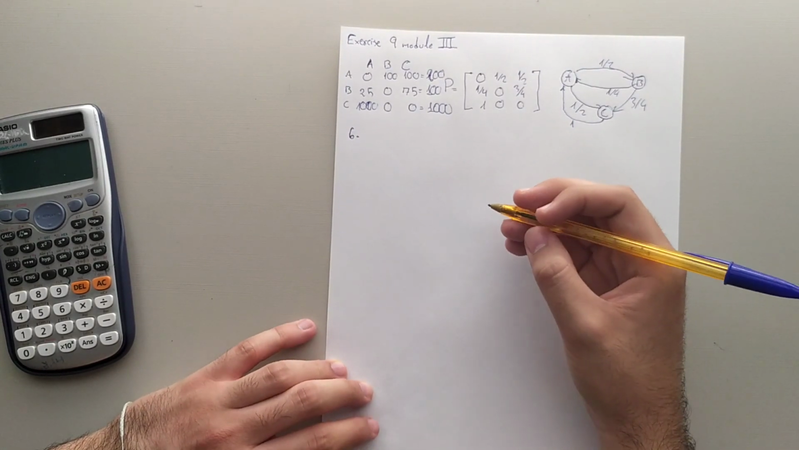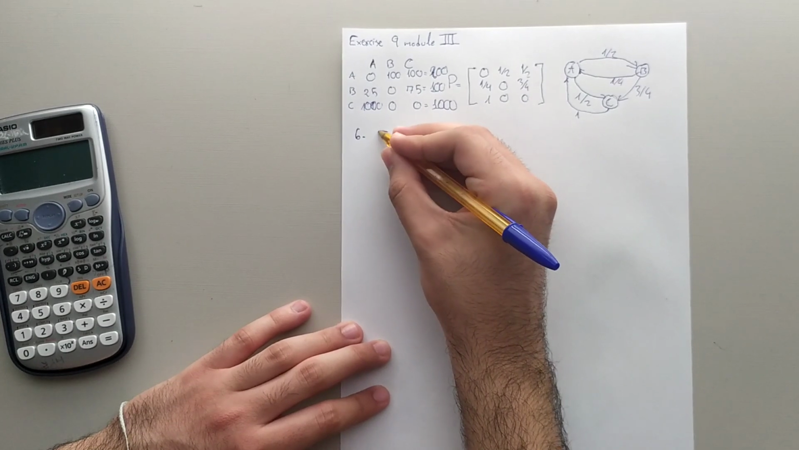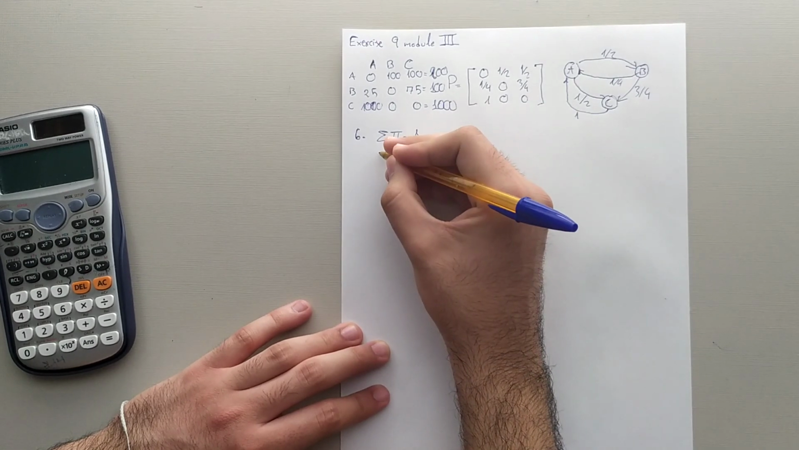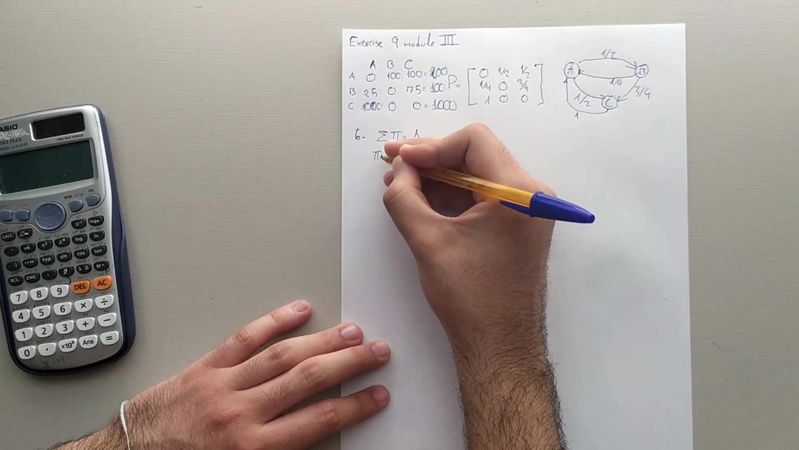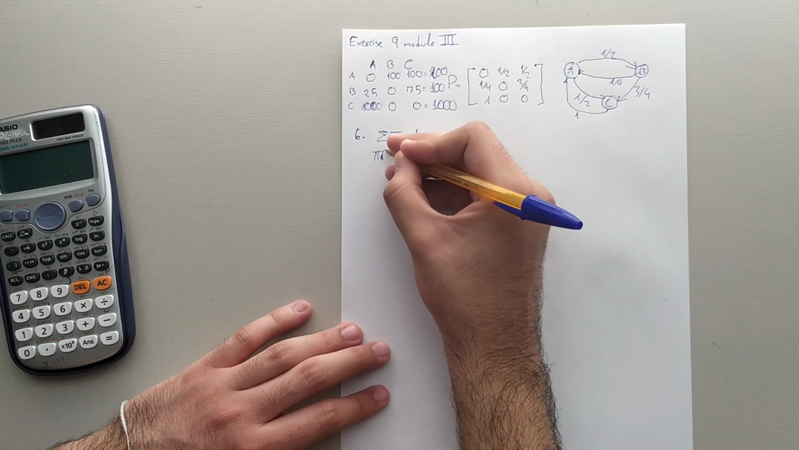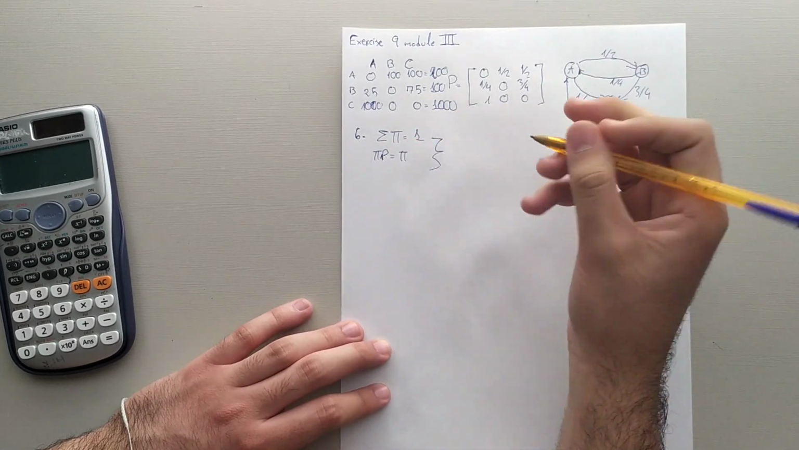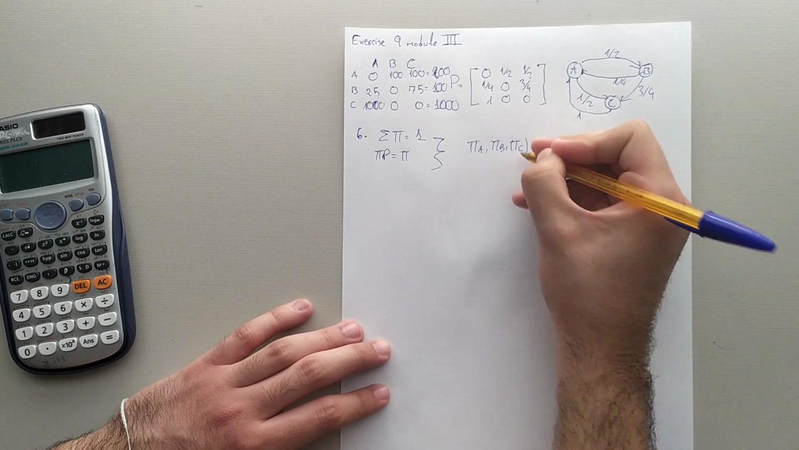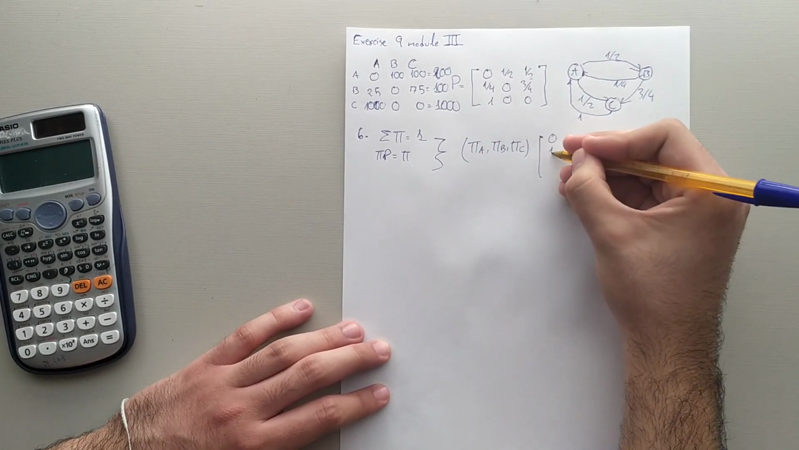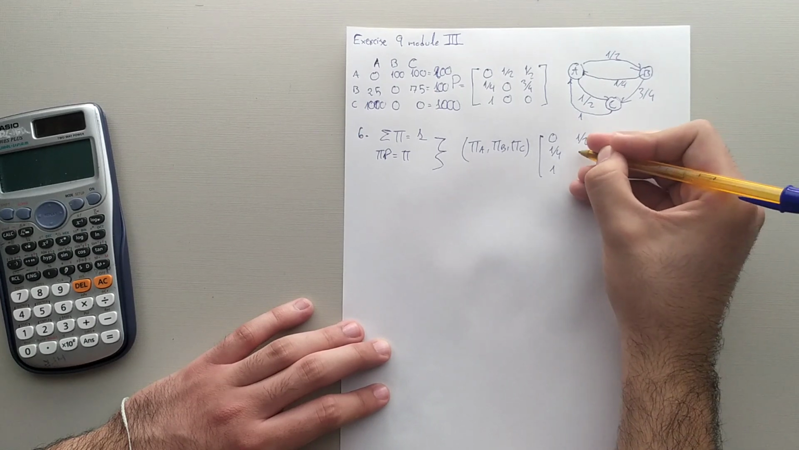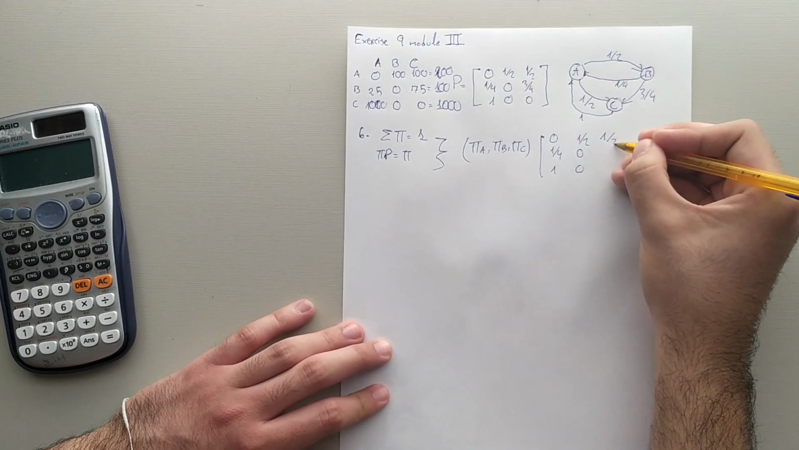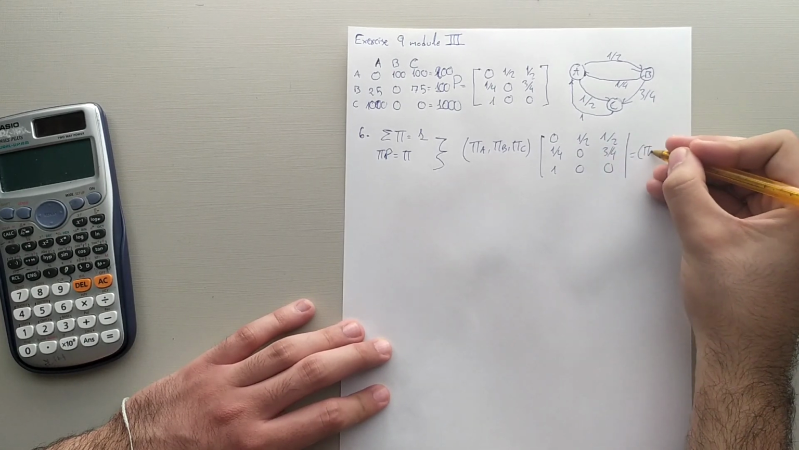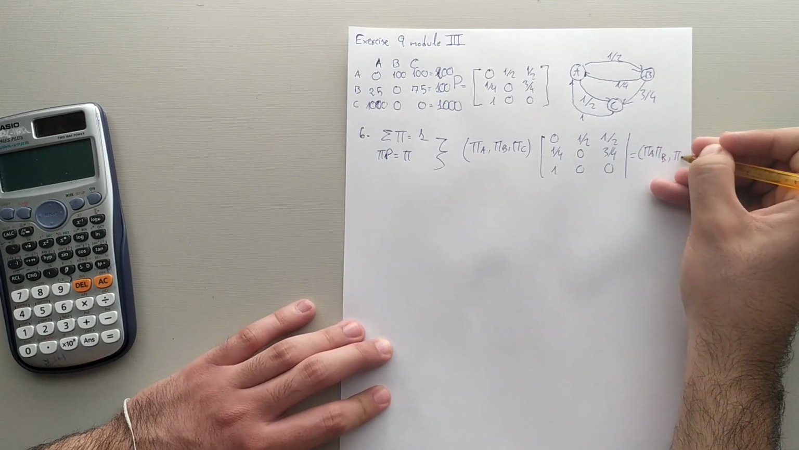In order to do that, we have to use this formula: the sum of all the pi's must be 1, and pi times P should be pi. So we do this: pi A, pi B, pi C, times the matrix 0, 1 over 4, 1, 1 over 2, 0, 0, 1 over 2, 3 over 4, and 0. It will be equal to pi A, pi B, and pi C.